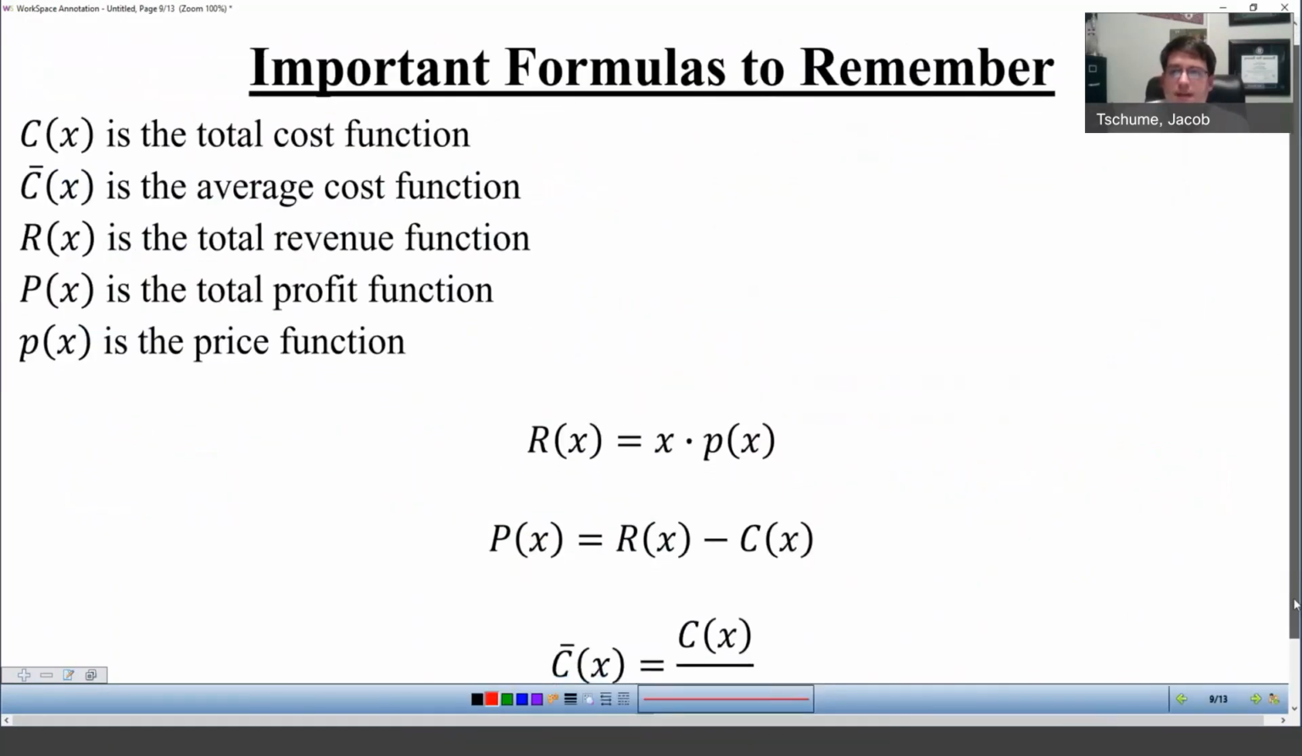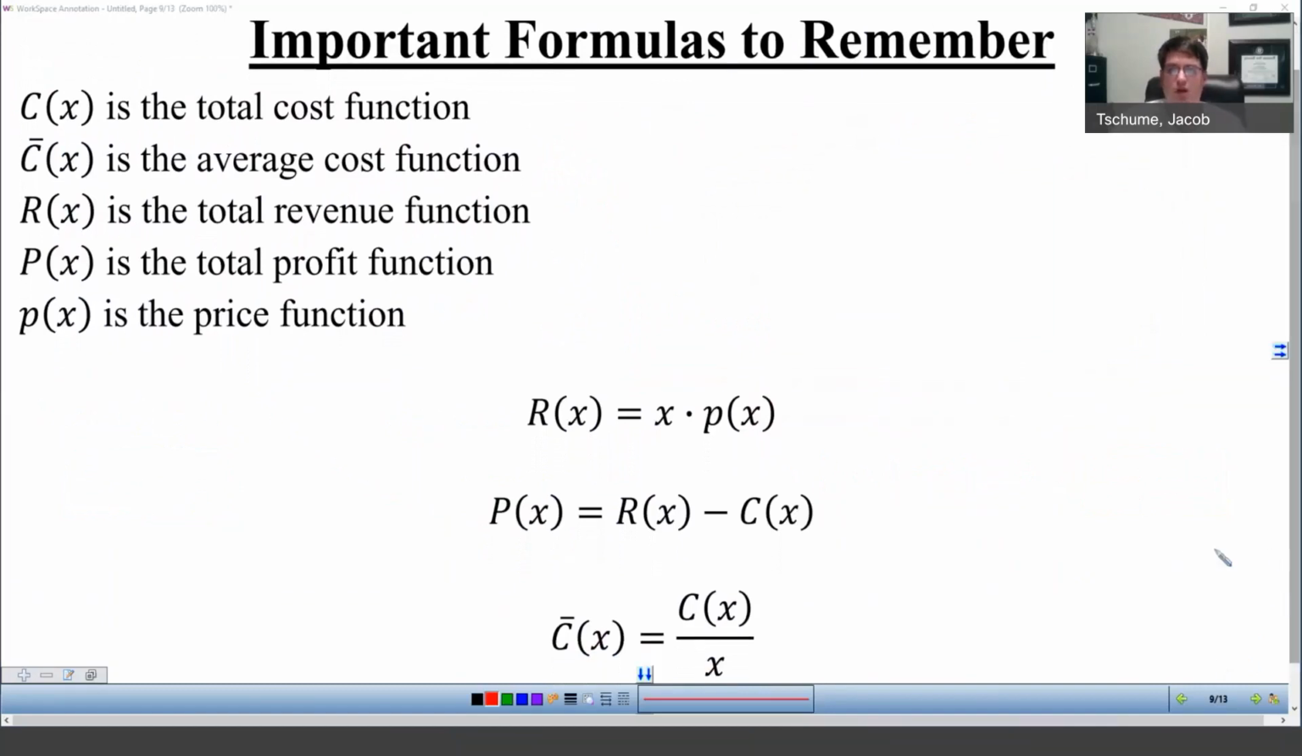All right, so we're about to get into a few business applications here. So I wanted to spend a couple seconds reviewing some formulas you should remember from previous videos. And if not, you need to pause the video and write them all down again, that's fine. So really quickly, remember that capital C of X is the total cost function. We'll see that some more today. If I ask you for average cost, that's represented by C bar. Capital R of X is the total revenue function. Capital P of X is the total profit function, and little p of X is the price function.